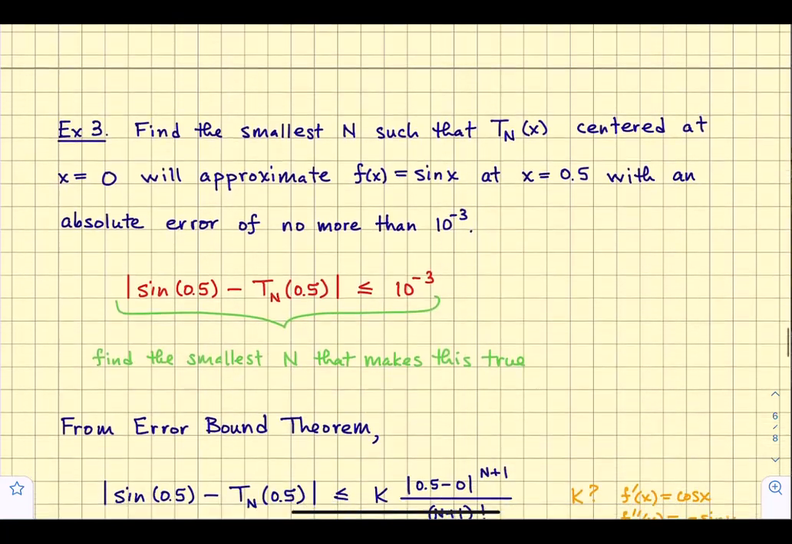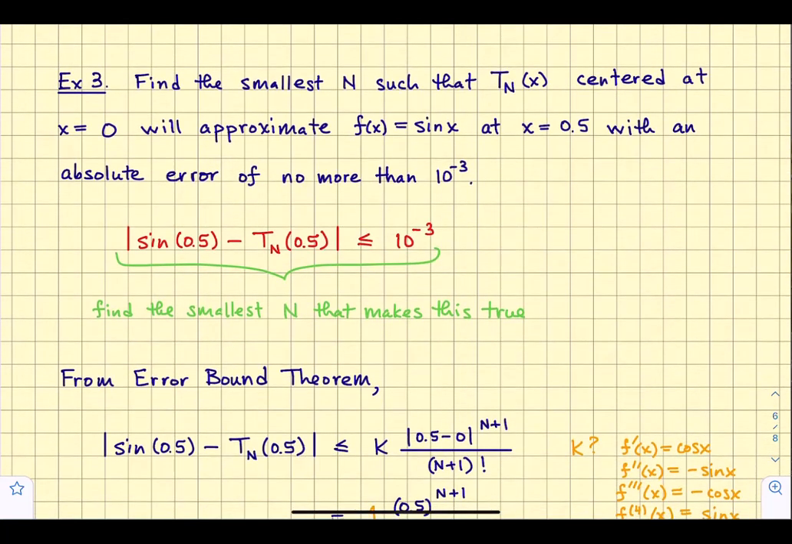Okay, as one more prototype example, let's play the game backwards. Instead of us being given an n and calculating the error, what if we said, hey, I need an error that is no bigger than a certain number, and I want you to find the smallest Taylor polynomial that makes that happen. This is very practical. Sometimes you know the degree of the approximation and you want to quantify the error. Sometimes, in the practical application, you have a tolerance for the error that you can withstand, and then you want to calculate the smallest Taylor polynomial that'll make that happen.